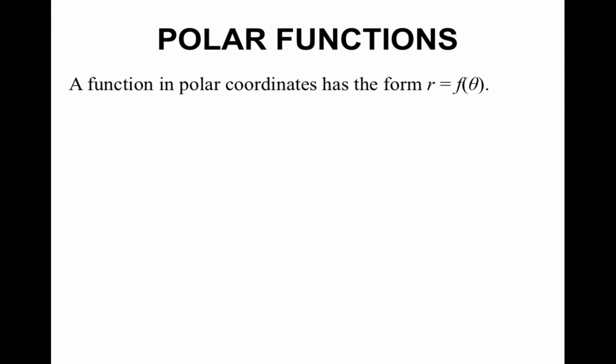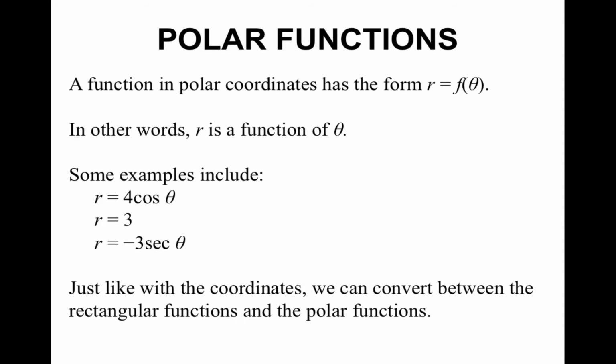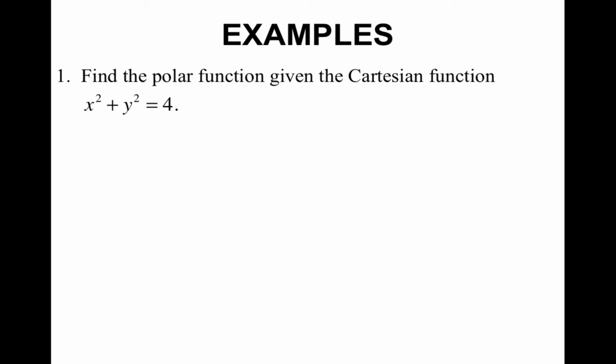Polar functions. So a function in polar coordinates has the form r equals f of theta. In other words, r is a function of theta. Some examples include r equals 4 cosine theta, r equals 3, r equals -3 times secant theta. Just like with the coordinates, we can convert between the rectangular functions and the polar functions.